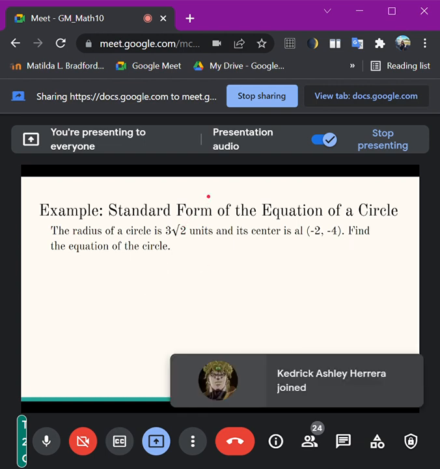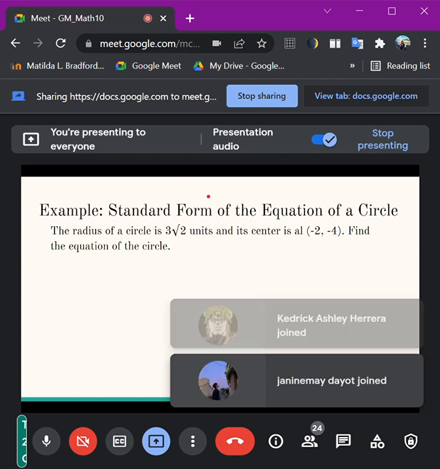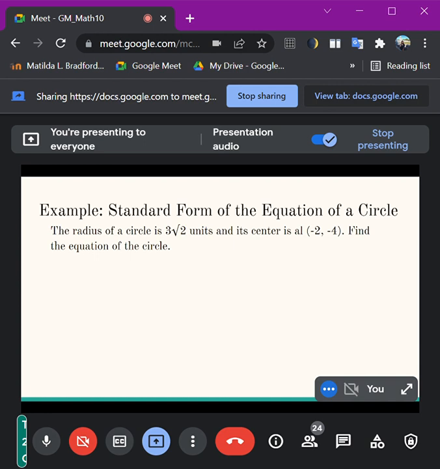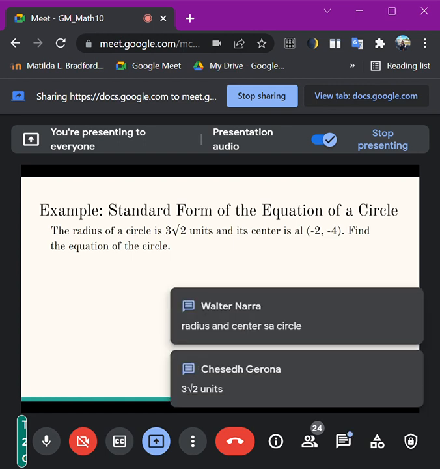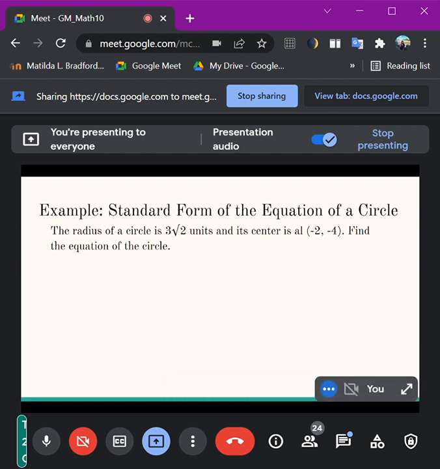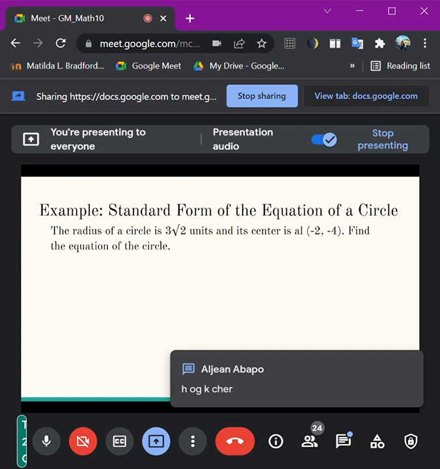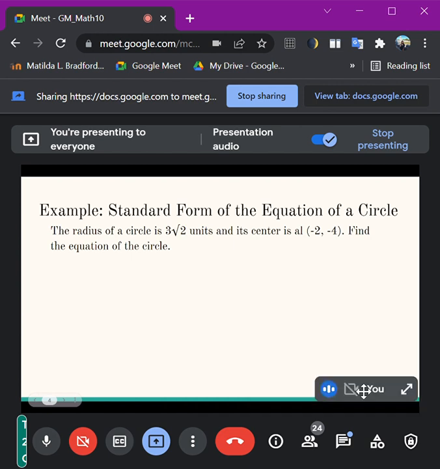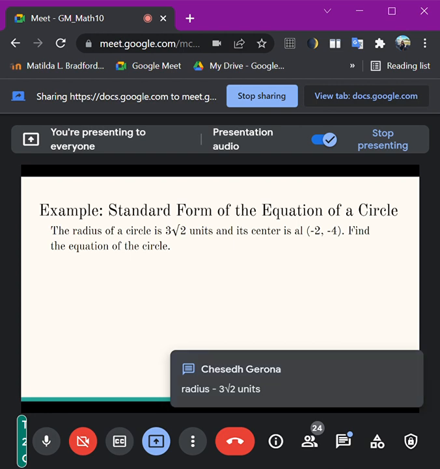So you have there class, let's look at what our given is here. So what is our given here, class? Anyone? You have the radius and center of the circle. What is our 3 square root of 2? And what is negative 2, negative 4? Okay, the h and k, the negative 2, negative 4. How about 3 square root of 2? Okay, that is our radius.